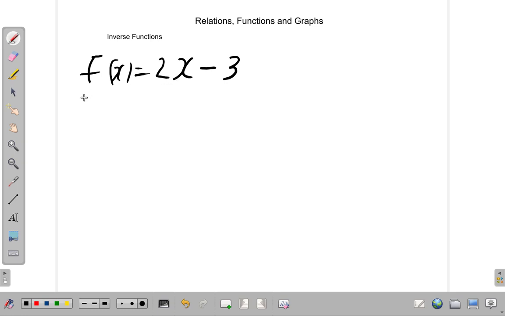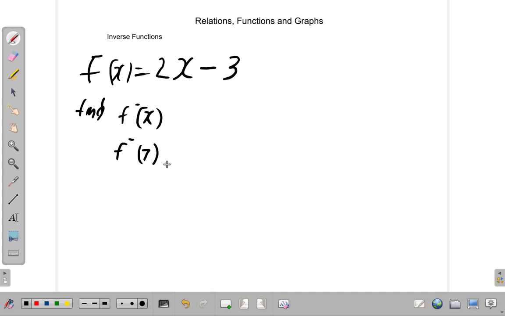Now, I want to find f inverse of x. And then I want to find f inverse of 7. Now, based on what was done earlier, what I want you to do at this time is to pause the video, calculate the inverse of this function and the f inverse 7 as well. And let me see what you got. So go ahead and do that now. Pause.